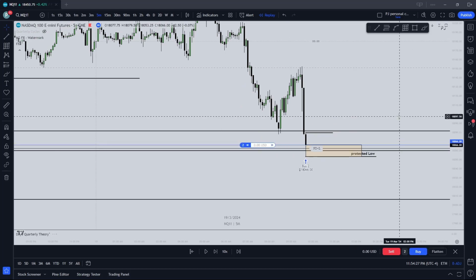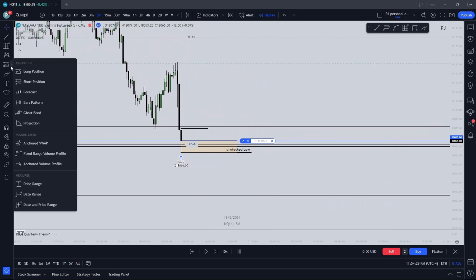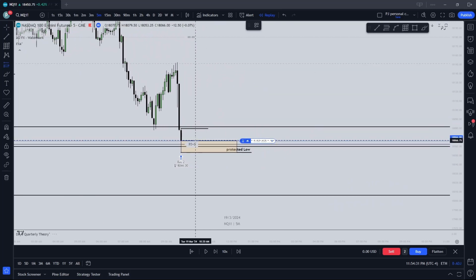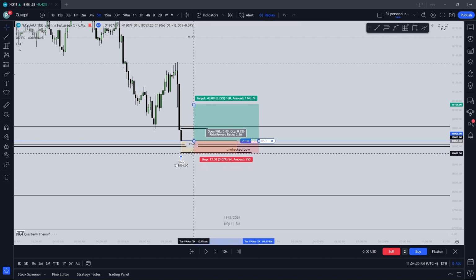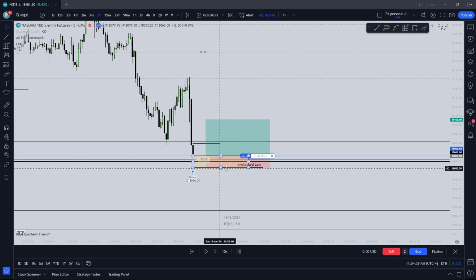here with this type of stop, just below it.